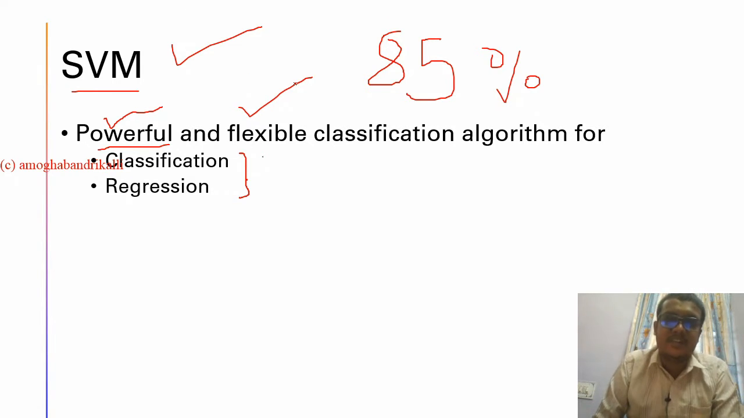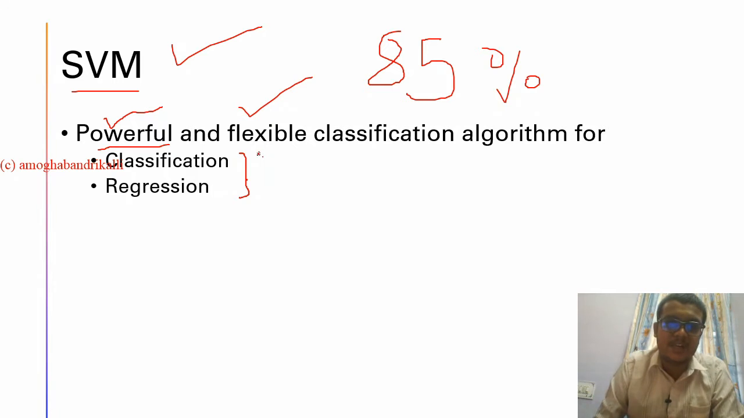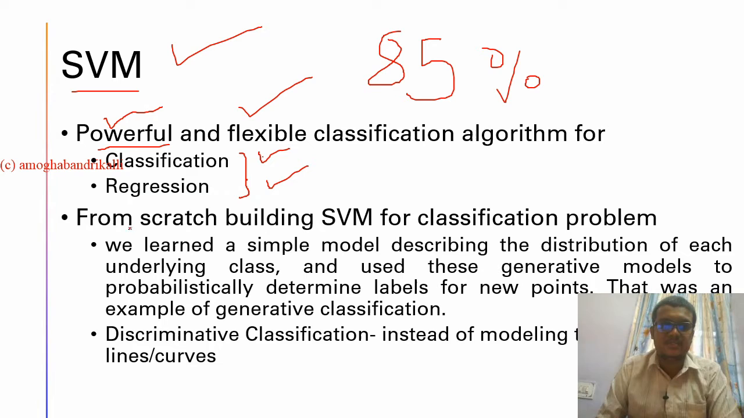How is it flexible? Flexible means you can vary the parameters and it is adjustable to new data. It is applicable for classification and regression.